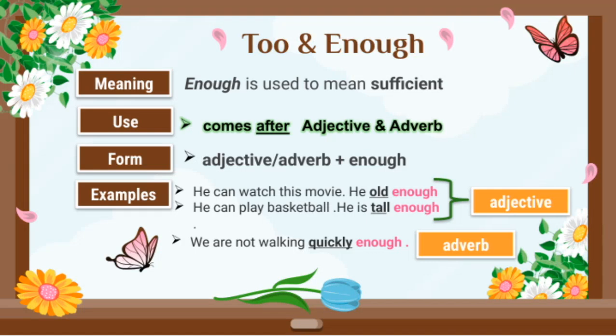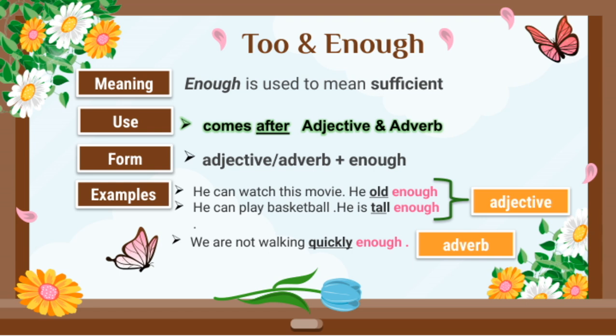Now let's look at how we use adverbs and adjectives with enough. In the first example, we see the sentence, we are not walking quickly enough. Here, quickly is an adverb, and it comes before the word enough to show that the speed isn't sufficient. It means we need to walk faster. Next, we have an example with an adjective. He can watch this movie, he is old enough. The phrase old enough means he has reached the minimum age required.